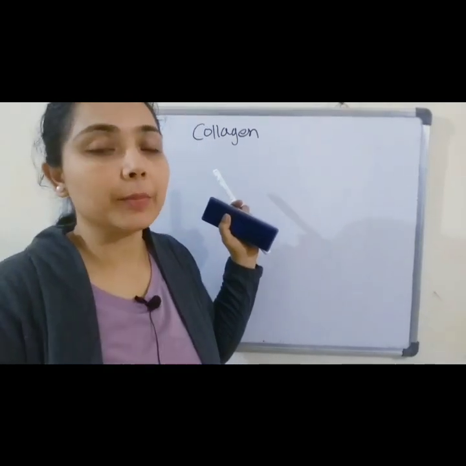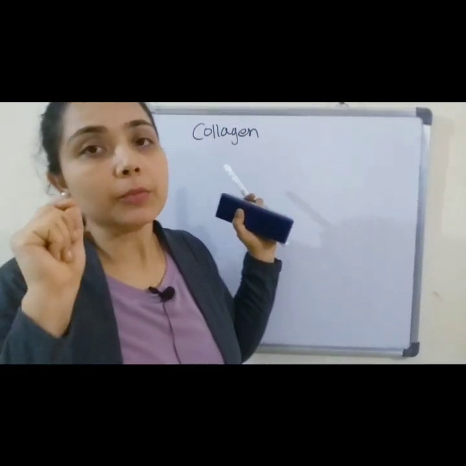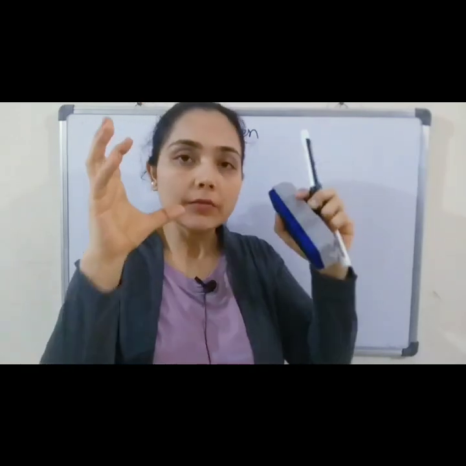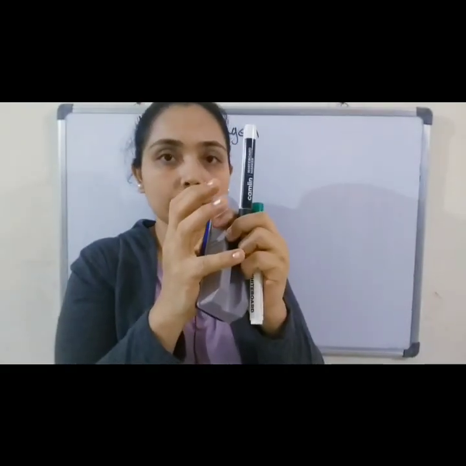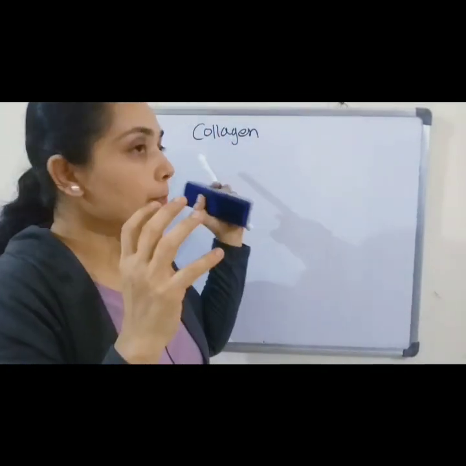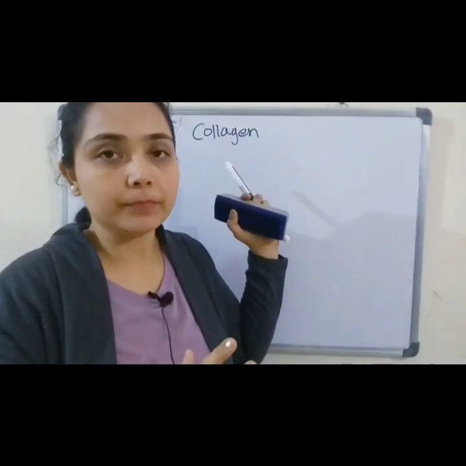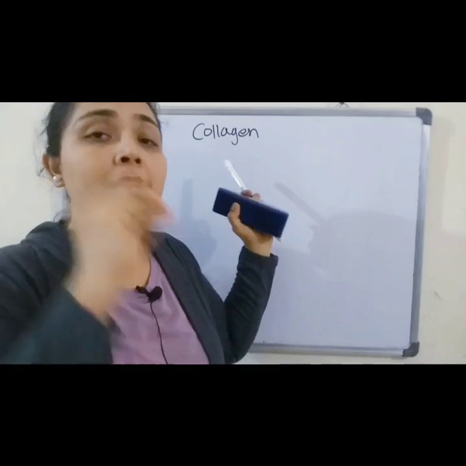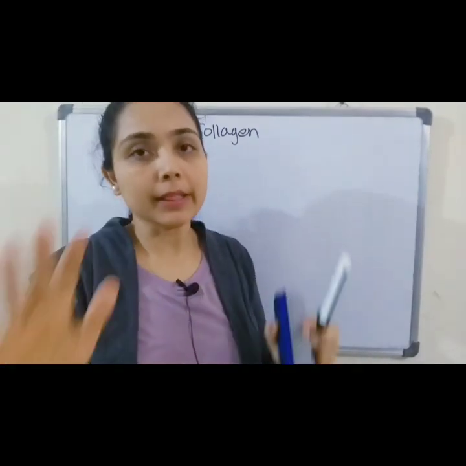From where does this name come? This name comes from the Greek word colla. Colla means glue producing. Glue means something which is holding things together. So this is the main component of the connective tissue. It is mostly this collagen protein. This protein is most abundant in mammals.